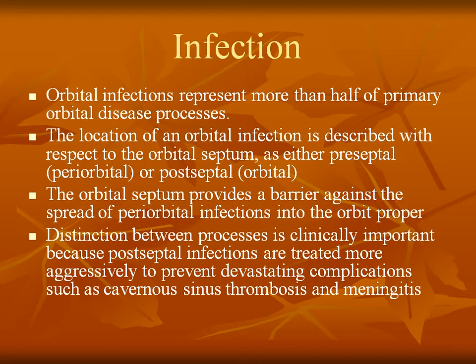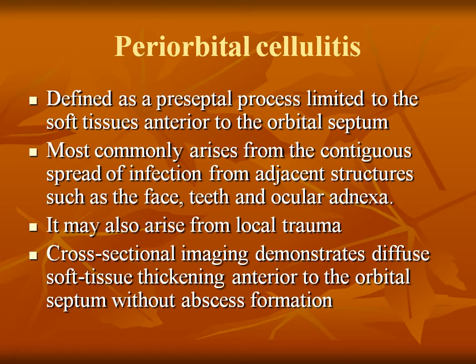Why? Because the postseptal infections are treated more aggressively to prevent the more serious complications like cavernous sinus thrombosis and meningitis. Periorbital cellulitis, or the preseptal infection, is limited to the soft tissues anterior to the orbital septum. It most commonly arises from the contiguous spread of infections from adjacent structures like the face, teeth, and ocular adnexa. It may also arise from local trauma. The cross-sectional imaging demonstrates diffuse soft tissue thickening anterior to the orbital septum without abscess formation. It's just infection, no abscess formation.